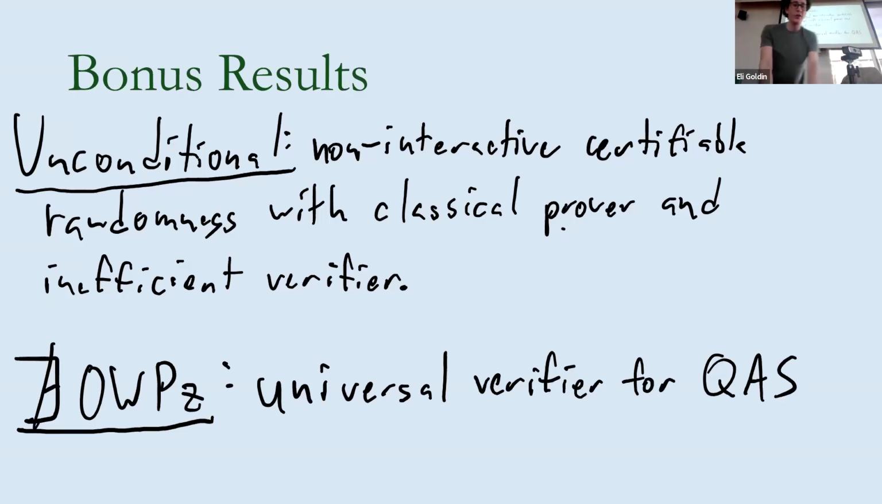And our second bonus result is that we will show if there do not exist one-way puzzles, then there is a universal verifier for QAS. That is, there is one particular verifier that will verify whether whatever it's been fed is a quantum advantage sample.